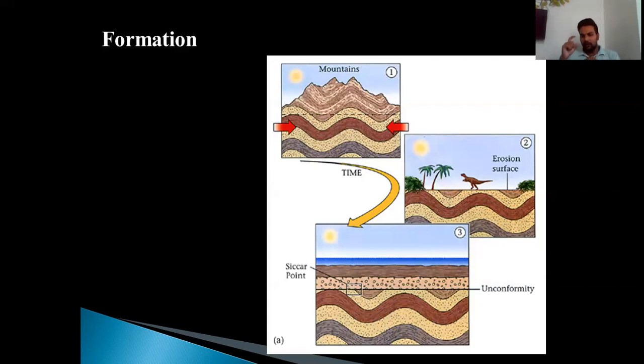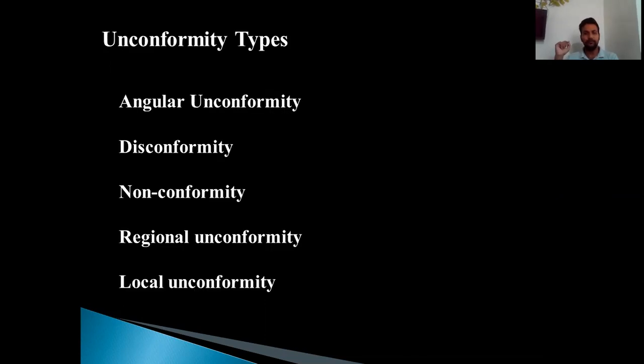So it actually represents the time gap. It can represent that this much time was there when there was no deposition, and if there was no deposition, then there would have been erosion. So this is the process by which the unconformity is formed.